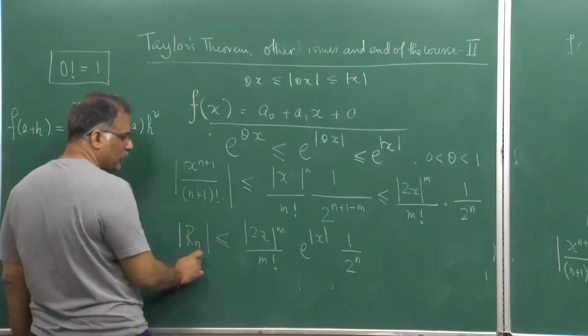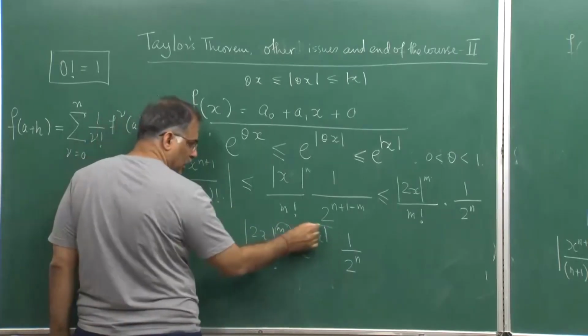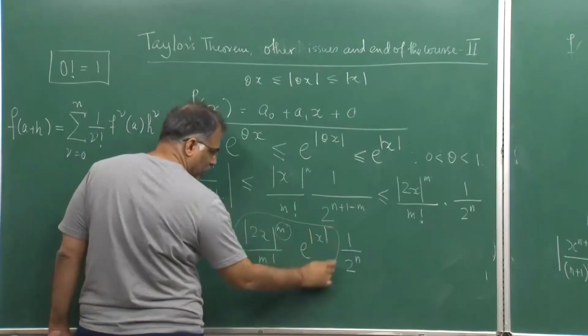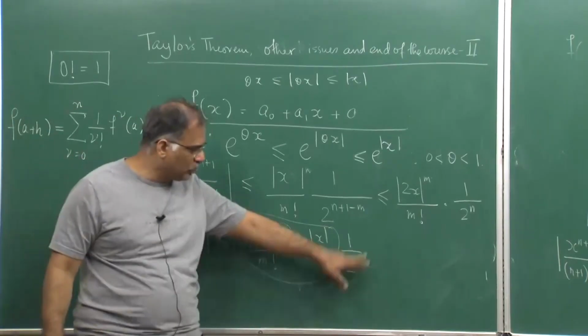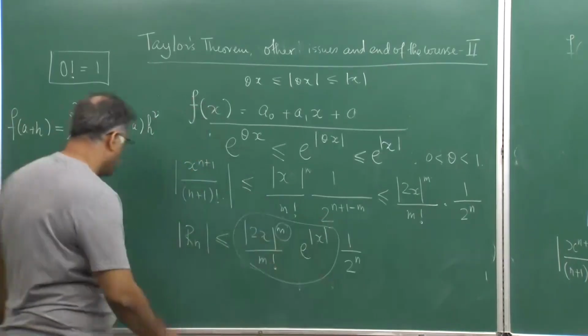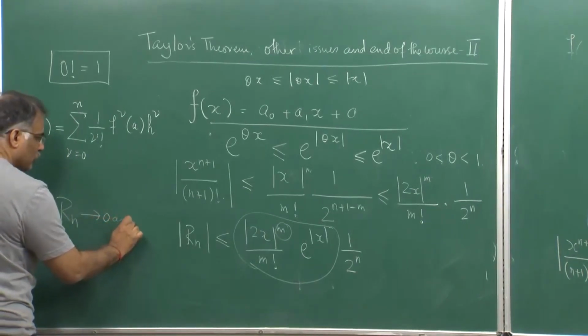Now, as n tends to infinity, this is a fixed number m, we have chosen some number m which is fixed. So, this part and x is fixed anyway, this is independent of n. So, as n tends to infinity, 1 by 2 to the power n goes to 0. So, from here we have proved that Rn goes to 0 as n goes to infinity.